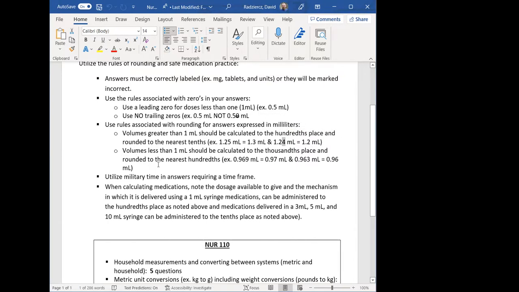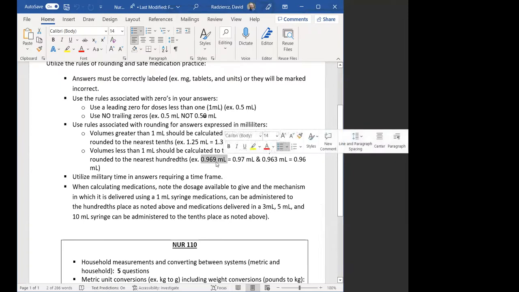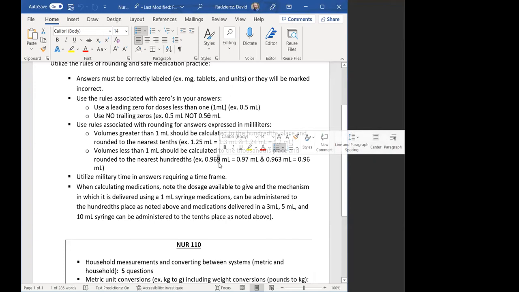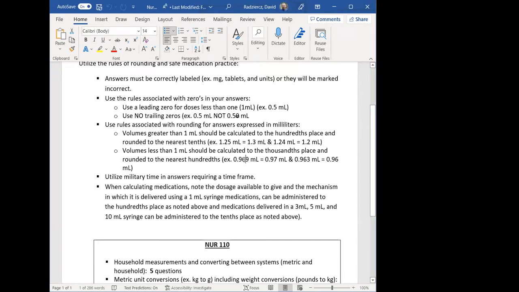Now, when you have volumes less than 1 milliliter, you're going to take it down to the next position. Essentially what you're looking for is to have 2 significant figures when 2 significant numbers are possible. As an example, we have an answer of 0.969 milliliters. We are not going to just look at the 6 here. We're going to take a step back into the thousandths place, and we're going to look at the 9. And that 9 is going to tell me what to do to the hundredths place.